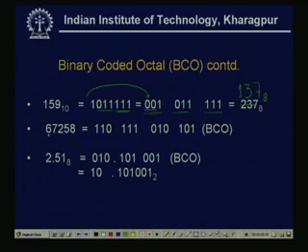Now, if I take another example, 6725 in the decimal number system, then first it is converted to binary numbers. So, this is 1 1 0 1 1 1 0 1 0 1 0 1. Okay, one thing, it is better I take this as the octal.